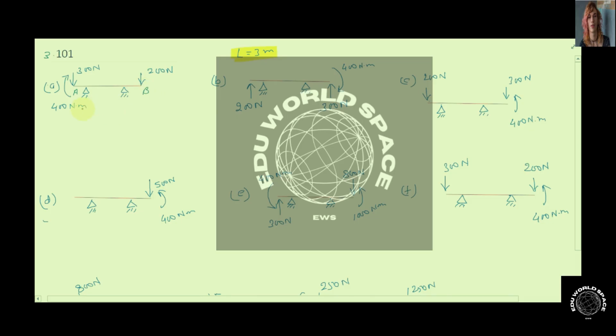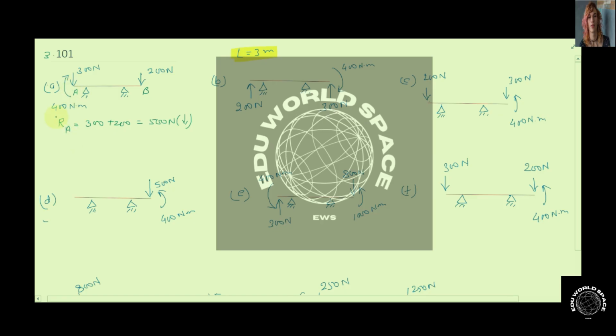So if we calculate the equivalent force in the first case, since both of these forces are acting in downward direction, the total equivalent reaction at point A will be 300 plus 200, that comes out to be 500 Newton in downward direction.